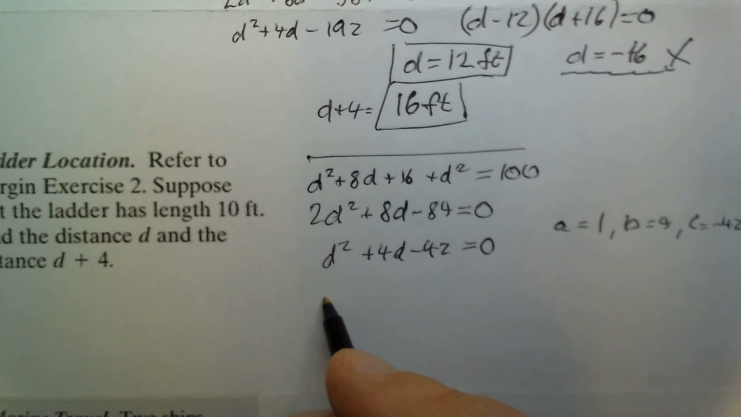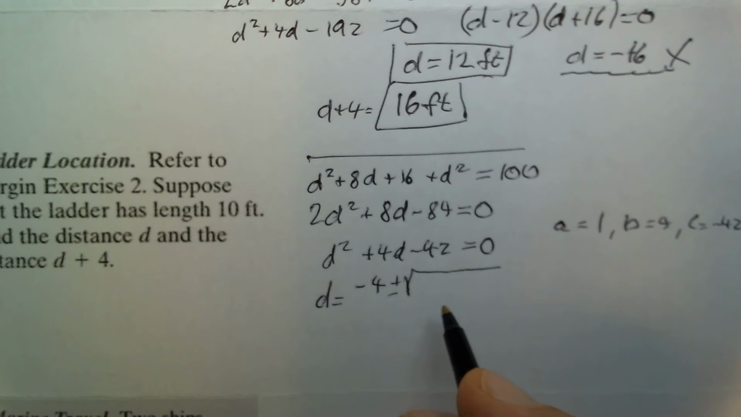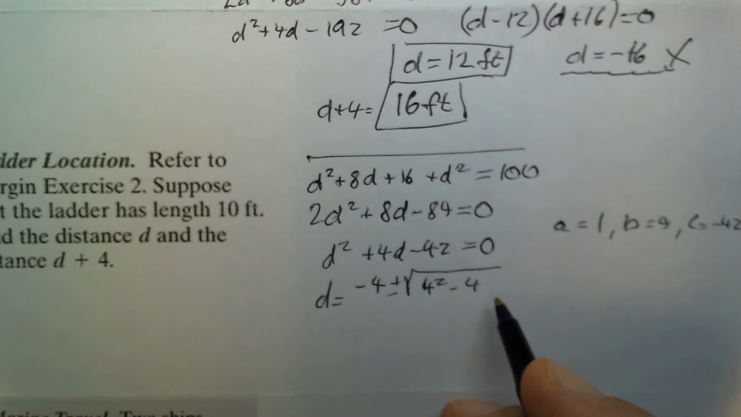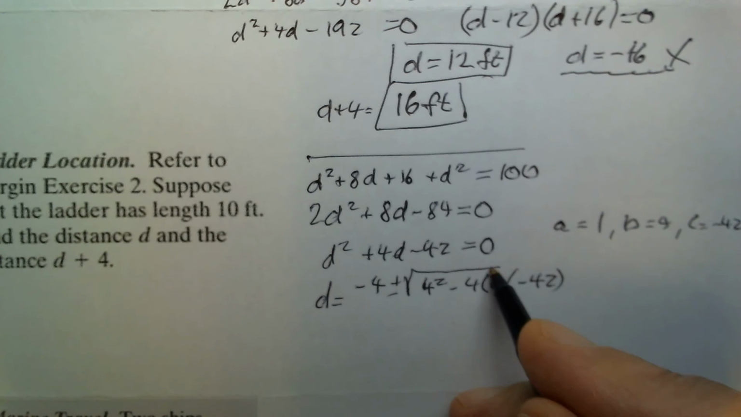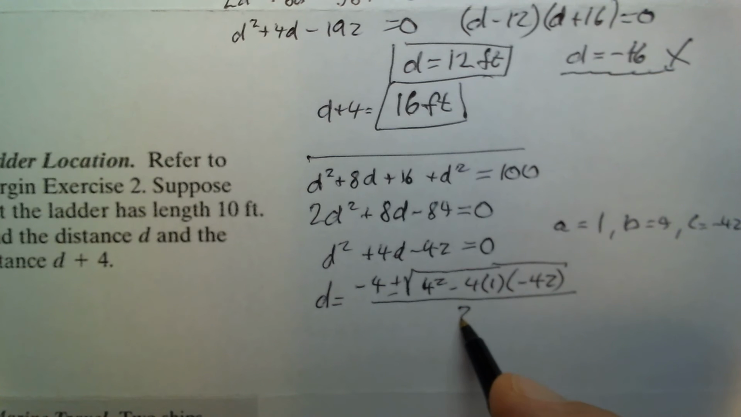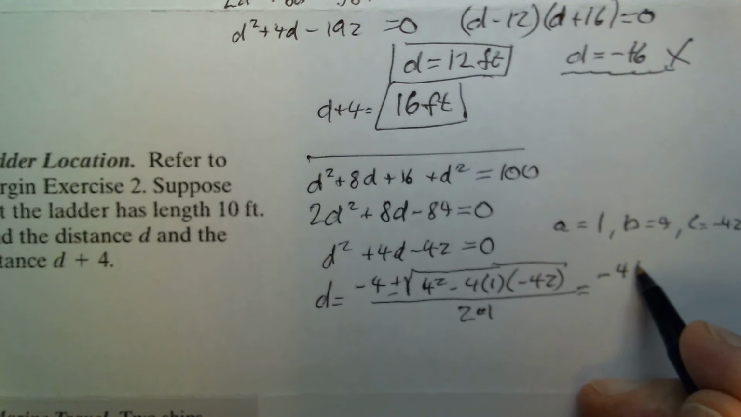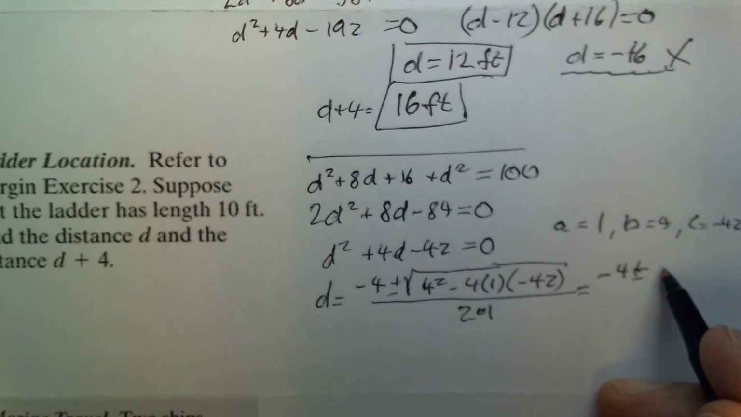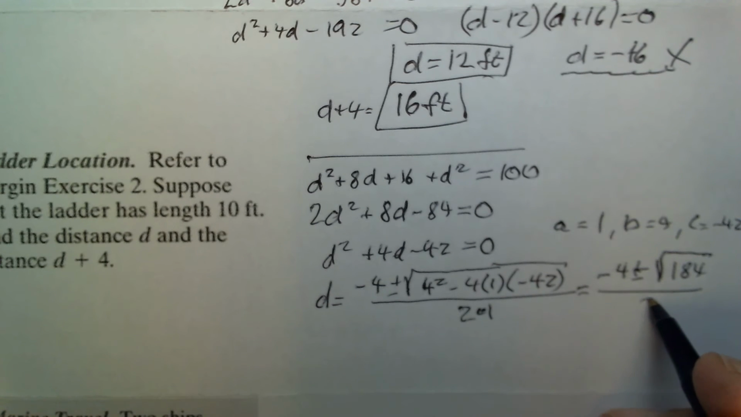Then our solutions are d equals minus b, or minus 4, plus or minus the square root of b squared, so it would be 4 squared, minus 4 times a times 1 times c, which is minus 42, divided by 2 times a, or 2 times 1. So that's equal to minus 4 plus or minus the square root of 184 divided by 2.